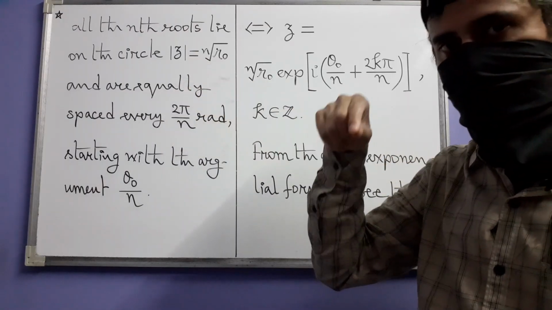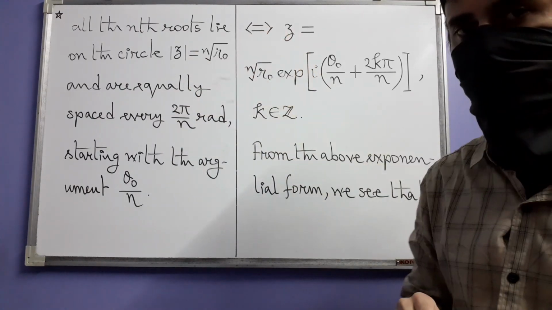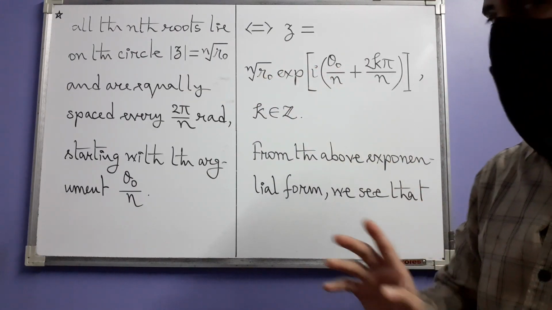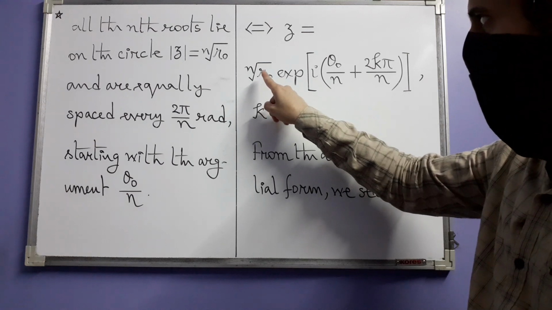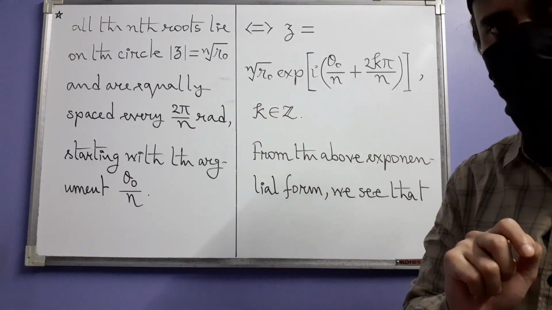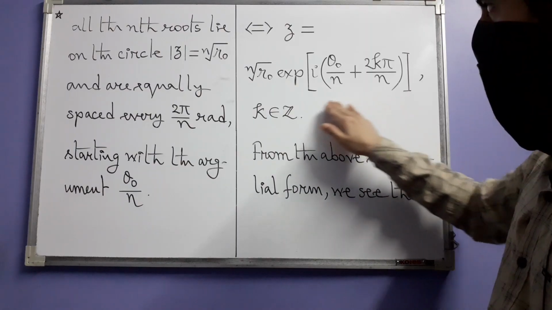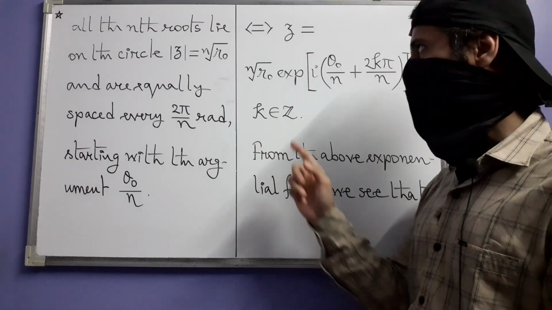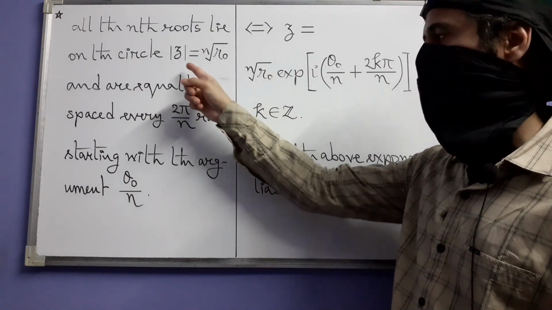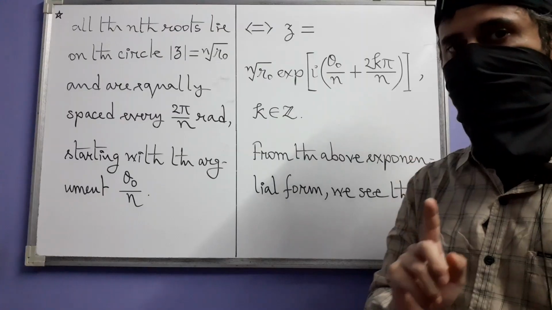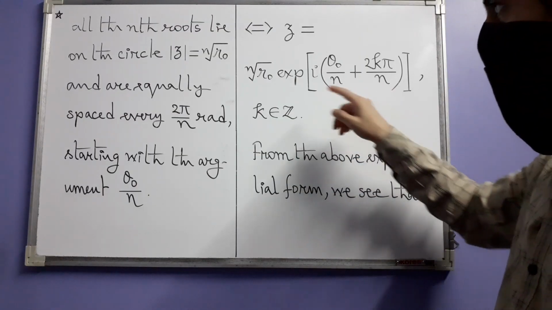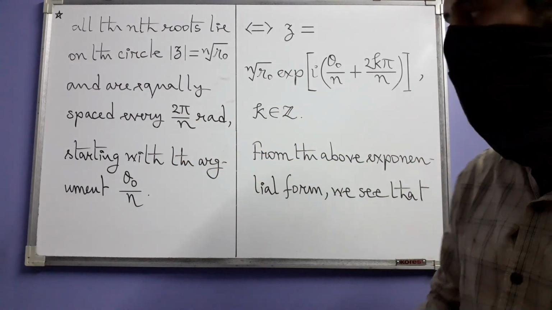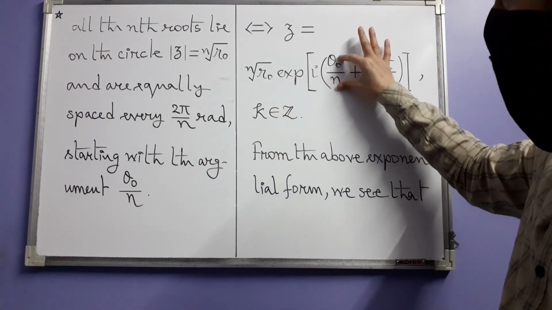The circle centered at the origin and having this radius. That's obvious. If you take absolute value on both sides, on this side the absolute value of this is itself, because it's a positive real number, and the absolute value of this type of complex numbers is 1. We have already seen that. So that's why geometrically all the nth roots will lie on this circle, and additionally, because of how these arguments are, they will be equally spaced every 2 pi divided by n radian, starting with this argument.